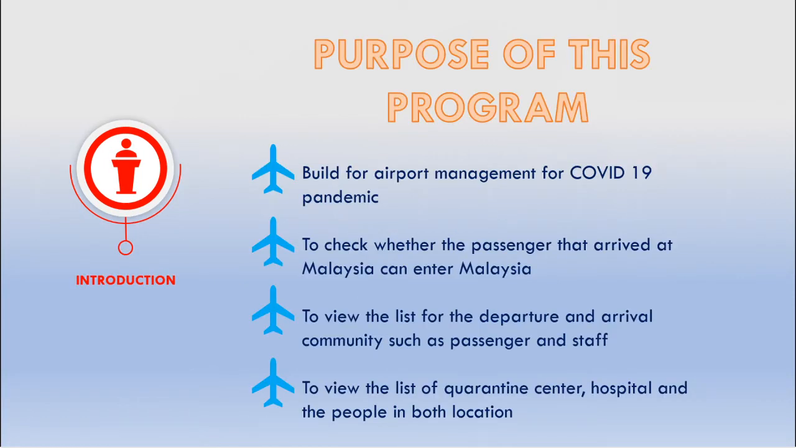In the introduction, I will share about the purpose of this program. This program is mainly built for airport management for the COVID-19 pandemic. This program helps to check whether the passenger that arrives at Malaysia can enter Malaysia. In the output of this program, we can see the list for the departure and arrival communities such as passenger and staff. It also helps to view the list of quarantine center, hospital, and the people in both locations.